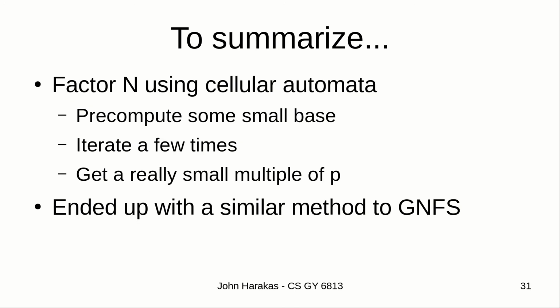So just to summarize, I used cellular automata to factor an integer n by pre-computing with some smaller basis, and then iterate a few times, and then I get a really small multiple of the prime factor I'm looking for. And this turns out to be similar to how the general number field sieve works, but I'm optimistic that I can do better.